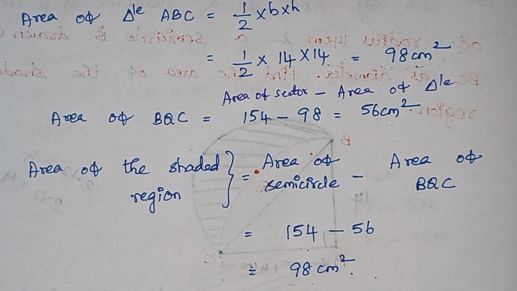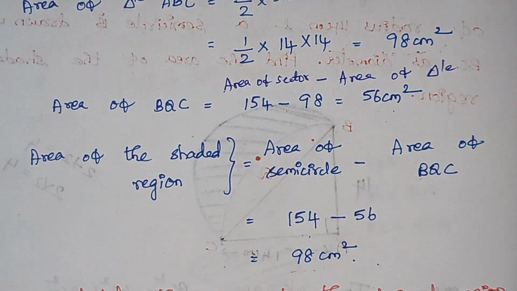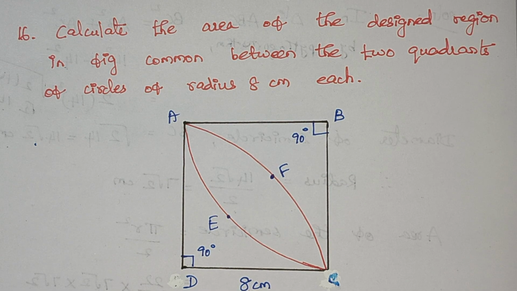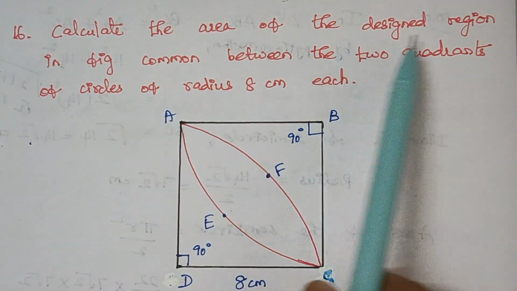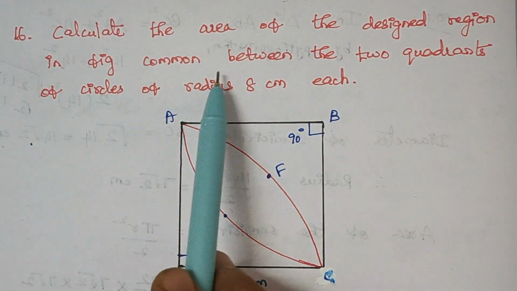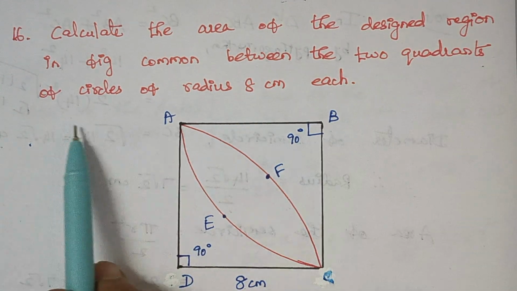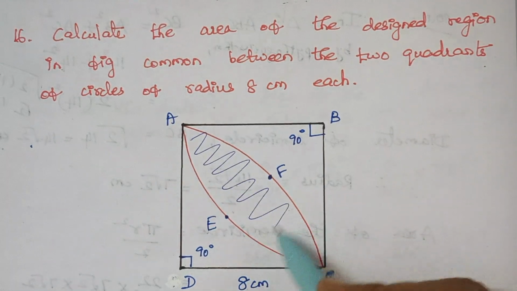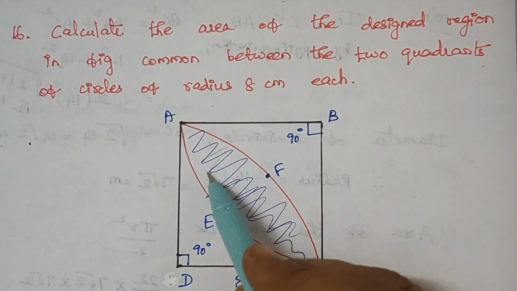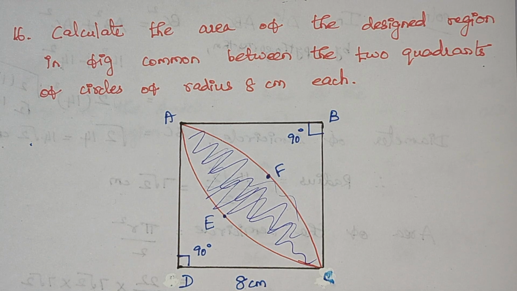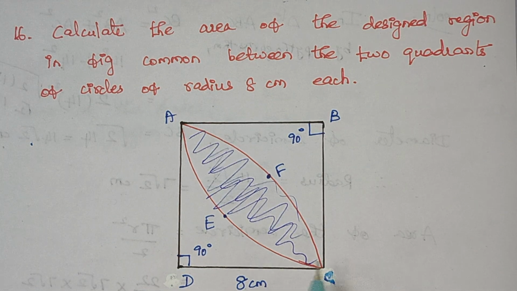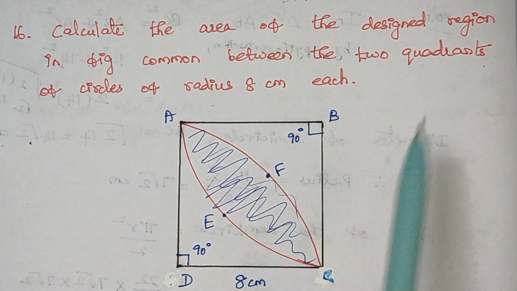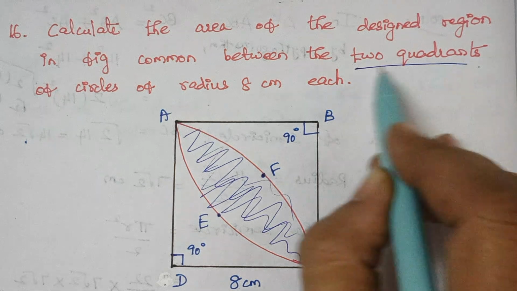We will proceed with our last problem of this exercise. So problem number 16. You see, calculate the area of the designed region in figure common between two quadrants of circles of radius 8 centimeter. So here, this is your shaded region, right? So we need to find the area of this shaded portion. So here the radius is given as 8 centimeter, right? And here we are having two quadrants of circles, right?